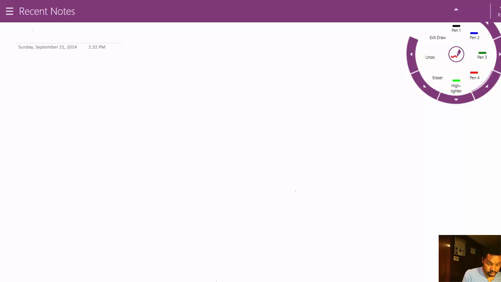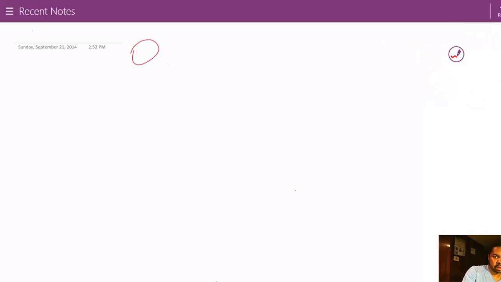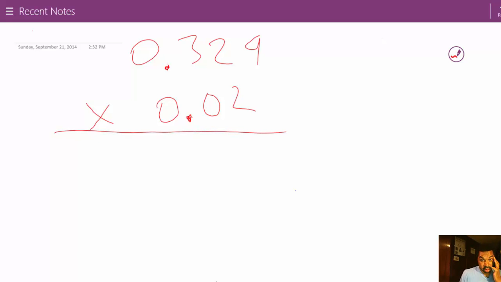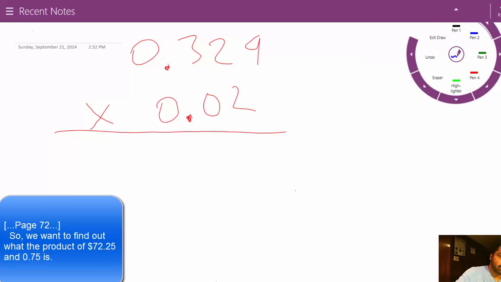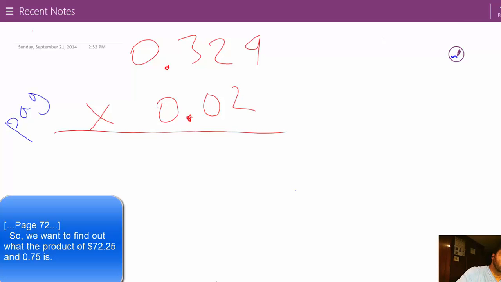Alright, so we're going to look at another example. So we want to find the product of 329 thousandths. So 329 thousandths is being multiplied by 2 hundredths, as shown there in the textbook. Alright, so again we're on page 72. Okay, so this is written in your textbook.